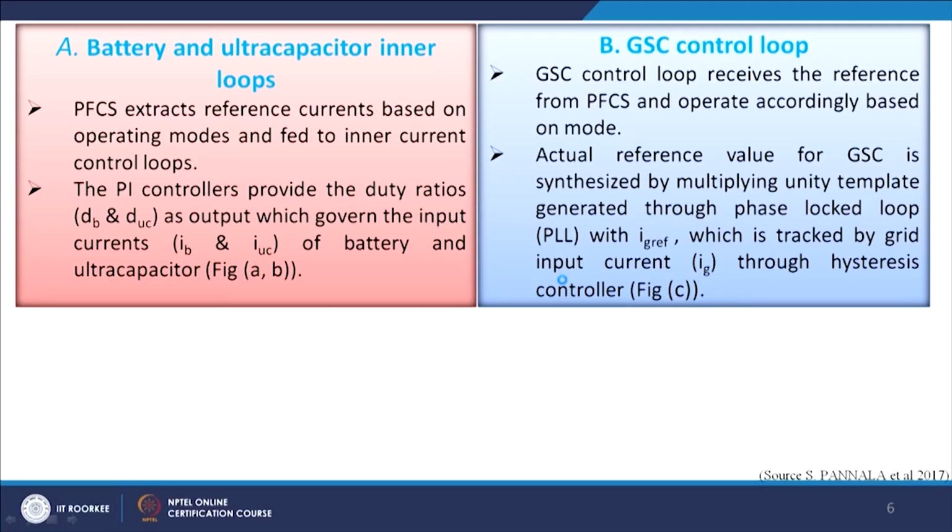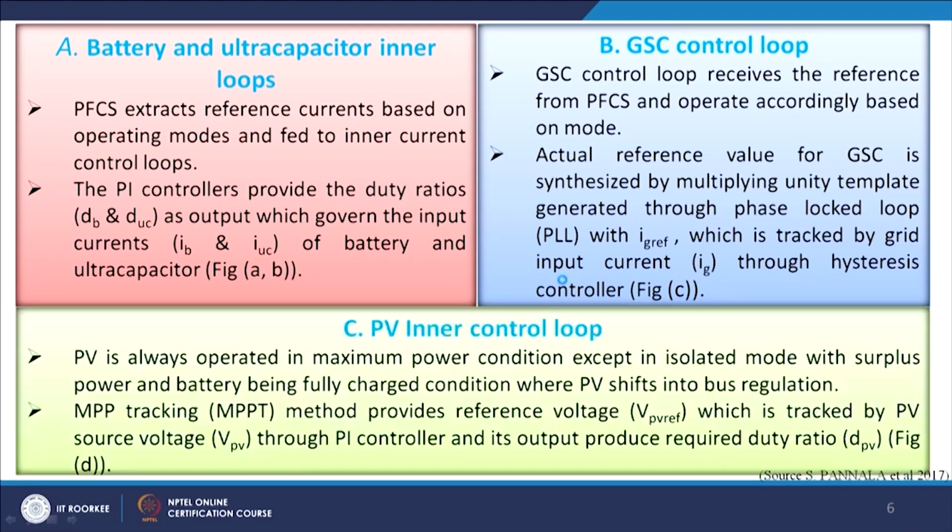based on its mode. The actual reference value for GSC is synthesized by multiplying the unity template generated through the phase locked loop, that is PLL, with IGREF, which is tracked by the grid input current IG through a hysteresis controller.